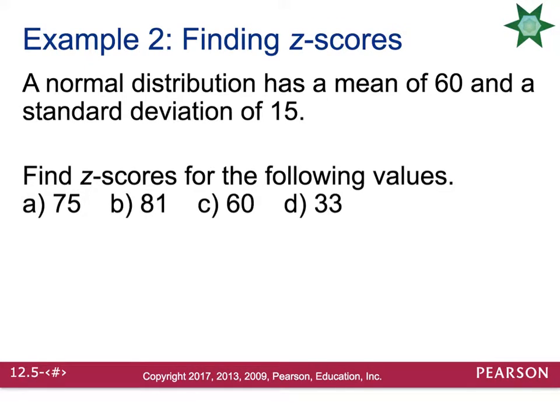So let's look at a couple examples of just calculating z-scores. I want you to find the z-scores for the following pieces of information. You need to know that this is normally distributed. If something is not normally distributed, the z-score does not apply. It has a mean of 60 and a standard deviation of 15.